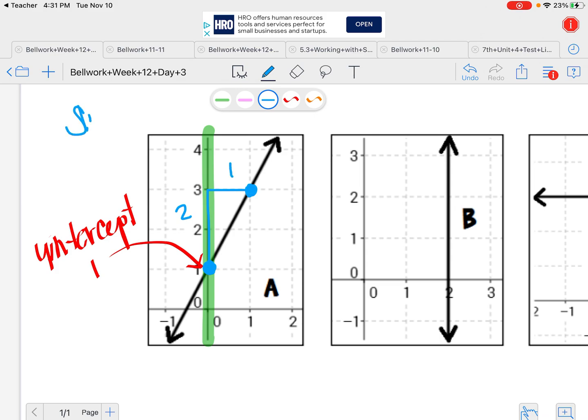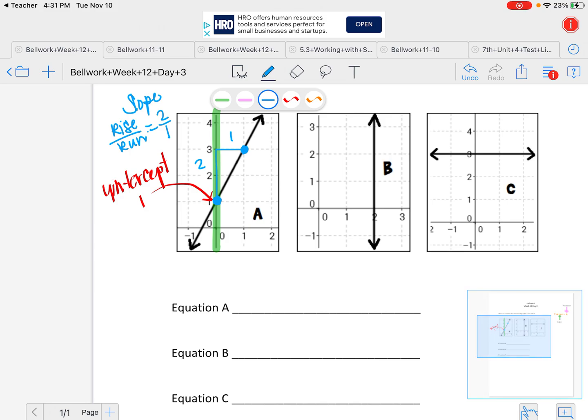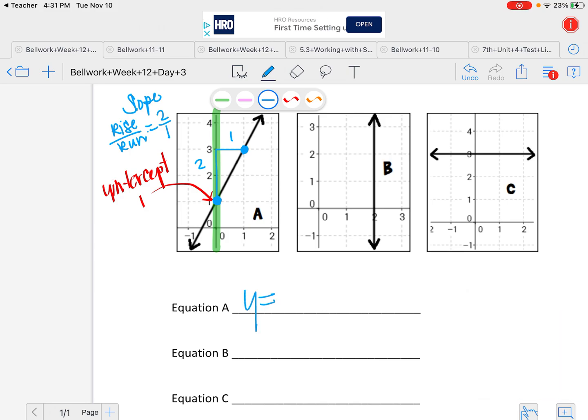So my slope is always rise over run, and for this one it's 2/1. I would put those two amounts together for my equation. So graph A, it's y equals, my slope is 2/1, which just means 2, and my y-intercept was +1. So y equals 2x plus 1.